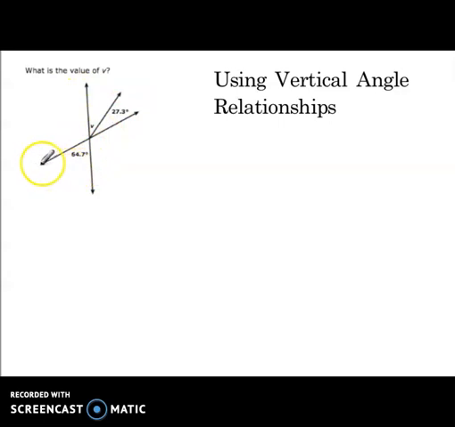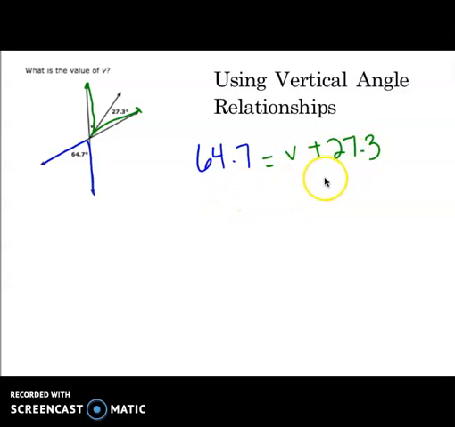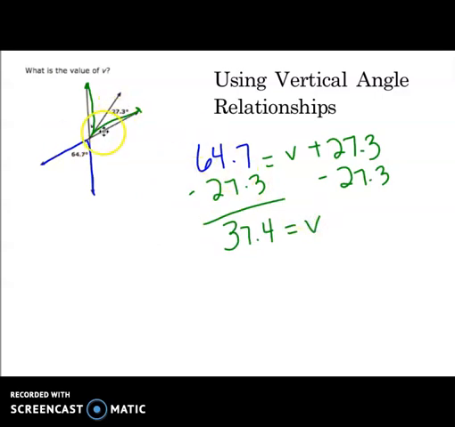So I notice a pair of vertical angles. I notice the blue angle, which is 64 and 7/10. I notice that is vertical to these two adjacent angles, which are V and 27 and 3/10. So I know V plus 27 and 3/10 has to equal my 64 and 7/10. So I subtract 27 and 3/10. And I get 37 4/10 equals V. Okay, so that's using vertical relationships to find the unknown part of an adjacent angle.